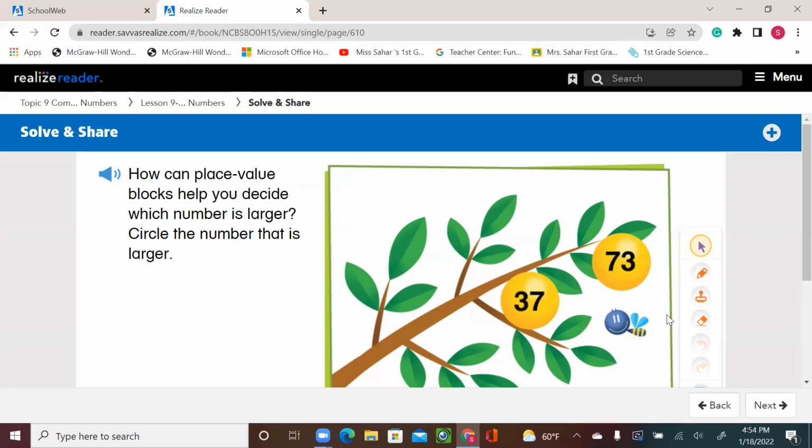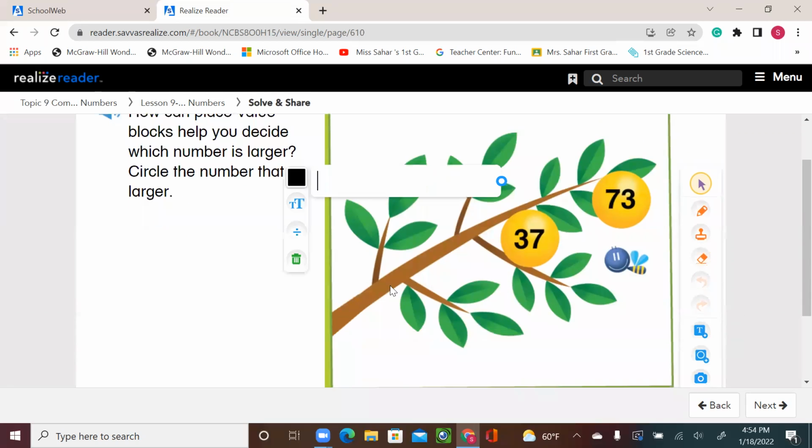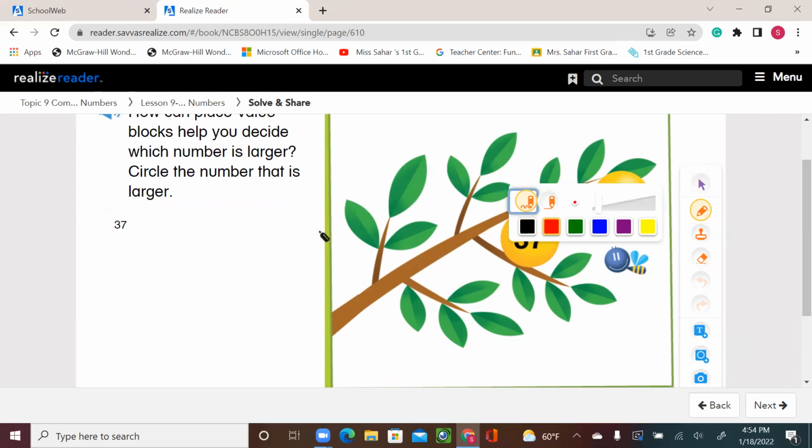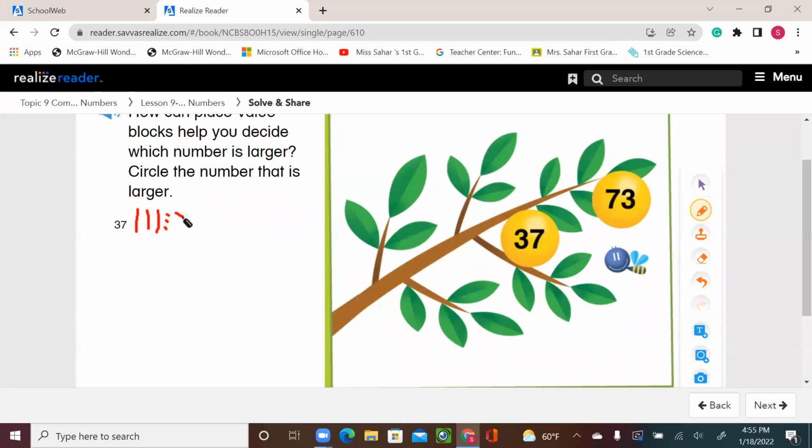Okay, I'm going to write here 37. I'm going to put it here, and I'm going to put my numbers in tens and ones. So 37 is 1 ten, 2 tens, 3 tens, and then I have 7 ones. So 1, 2, 3, 4, 5, 6, 7. So this is 37.